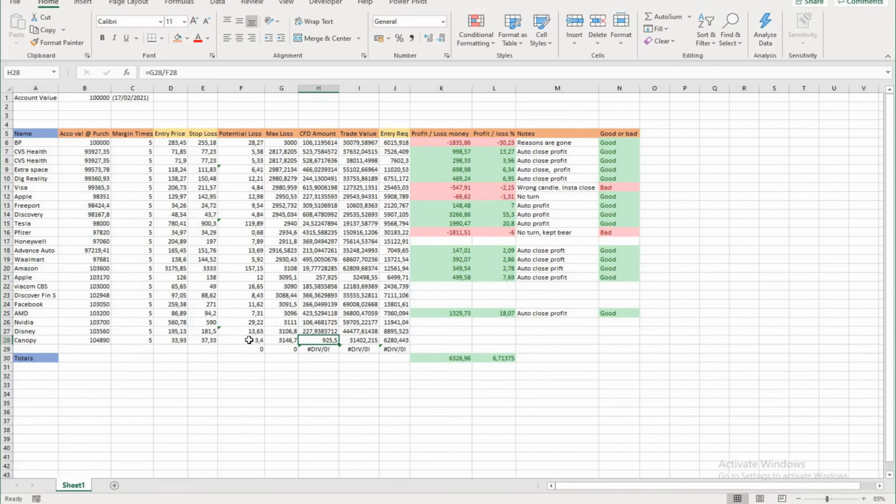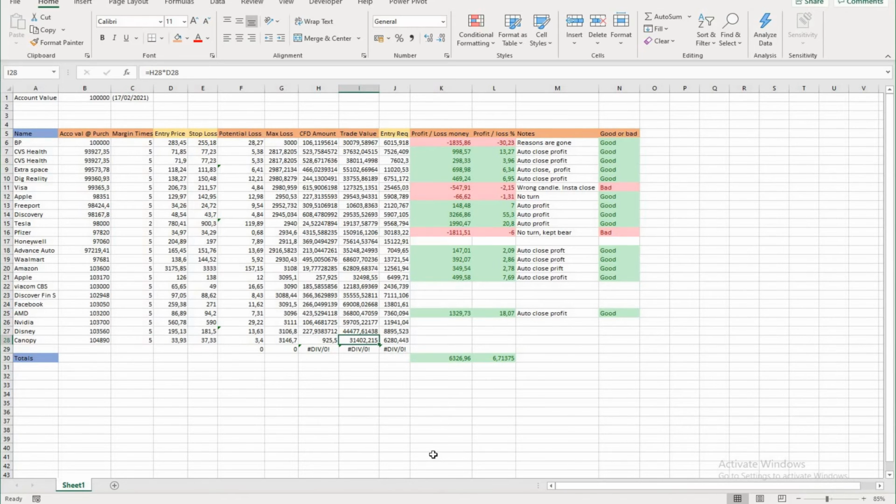The amount of CFDs, sort of contracts, that I can trade is then my max loss divided by the potential loss, if that makes sense. So that gives me an amount of contracts that I'm allowed to trade for myself. And the trade value then is the CFD amount times the entry price. So that gives me a trade value.